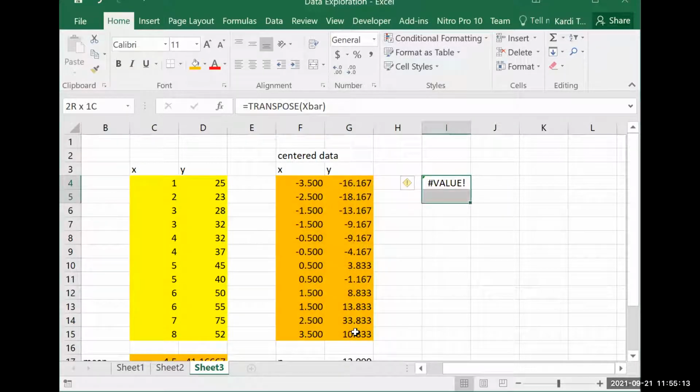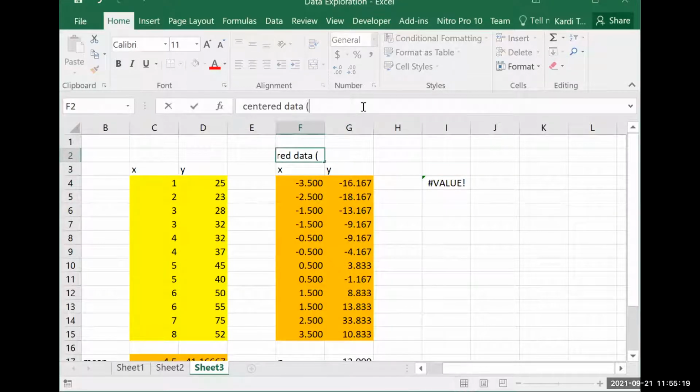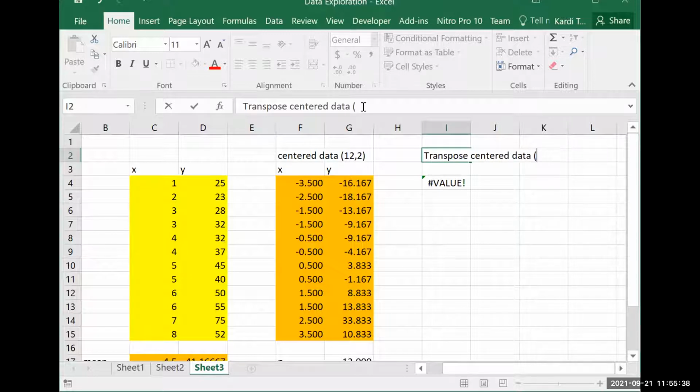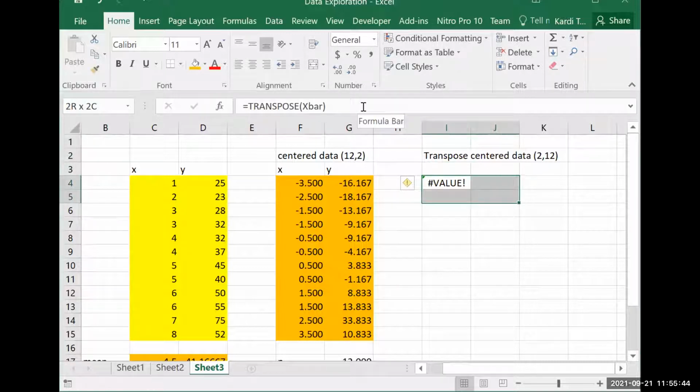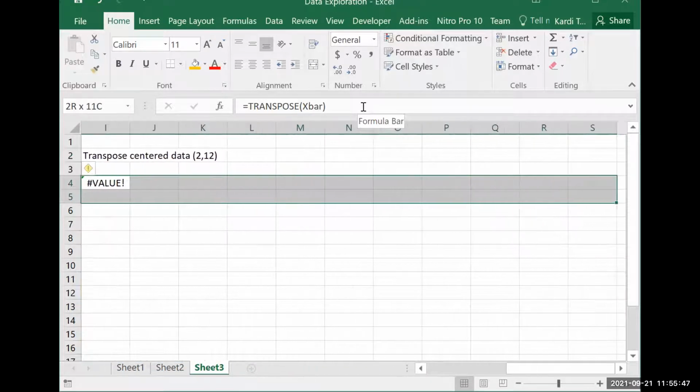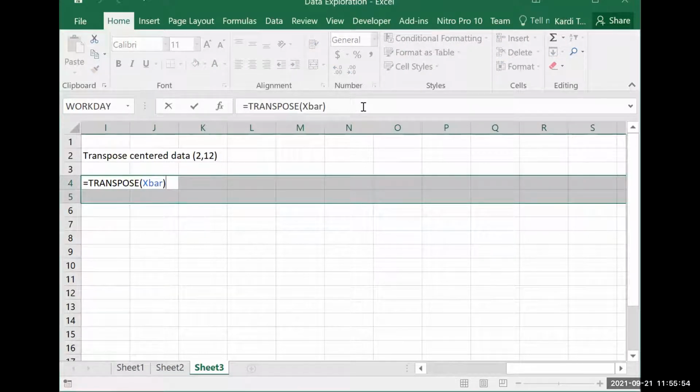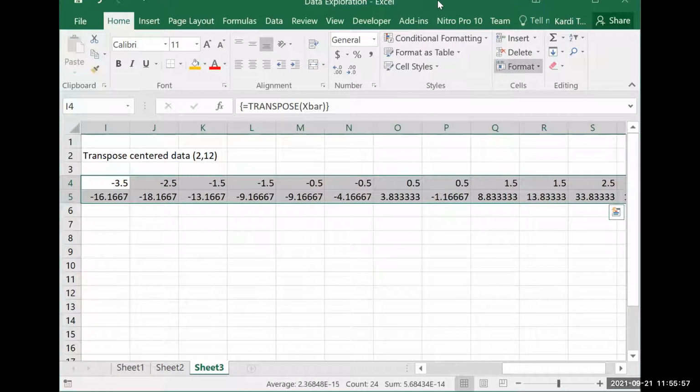Okay, what is the size? If the center data has size of 12 by 2, then the transpose of center data has size of what? 2 by 12, right? So 1, 2, 3, 4, 5, 6, 7, 8, 9, 12. Okay, so I press F2 and then shift control enter. Okay, I got that.